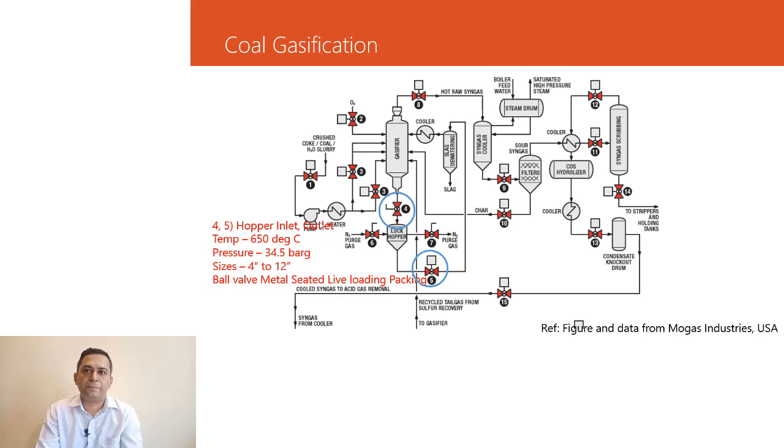4 and 5, hopper inlet and outlet valve. These valves are used for collecting the ash from the gasifier. Temperature is 650 degrees centigrade, pressure is 34.5 bar and size is 4 inch to 12 inch. Here again a metal seated ball valve is required. Also the design has to be special to take care that the powder or the ash is not being collected in the cavities of the ball valve.